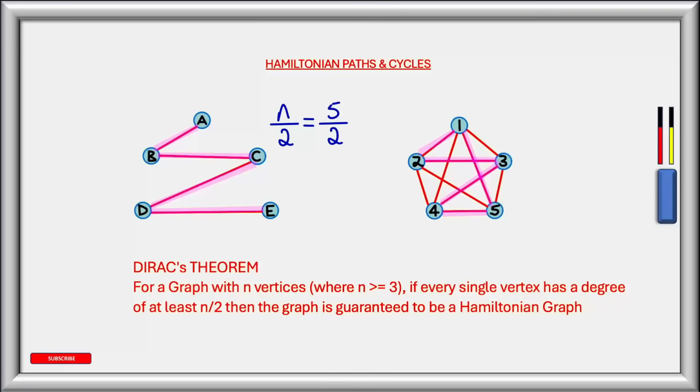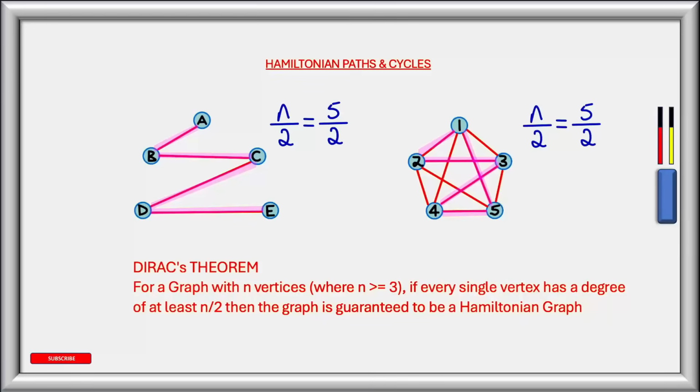So we have 5 vertices, so n is equal to 5, and n is greater than or equal to 3. If we divide 5 by 2, we get 2.5. Now we can't have half an edge, so we round this up to 3. And so to guarantee that this is a Hamiltonian graph, every single vertex needs to have a degree of at least 3. So we can see that vertex A has a degree of 1, B has a degree of 2, C has a degree of 2, D has a degree of 2, and E has a degree of 1. So using this theorem, we cannot guarantee that the graph on the left of the board is a Hamiltonian graph. And as we saw, it's not.